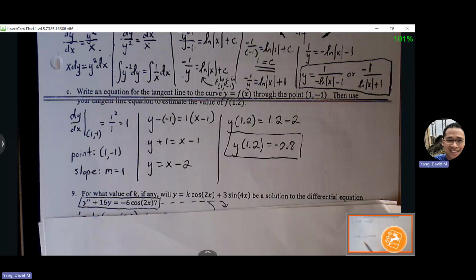So what's the derivative of cosine u? Negative sine u times u prime. What's the derivative of sine of u? Cosine u times u prime, right? So go ahead and find your second derivative, and then you can insert into the equation, and you're just trying to figure out how you can solve for k. With all these verifying problems, you're just finding y prime, y double prime, and then the rest is just substitution and algebra to figure out whatever they're asking you to solve.